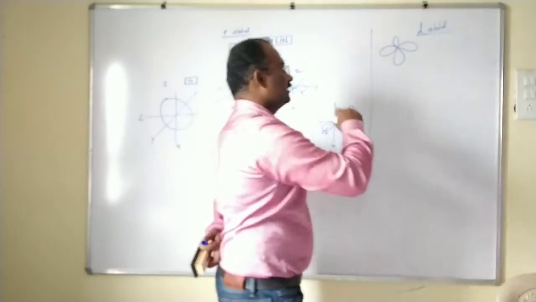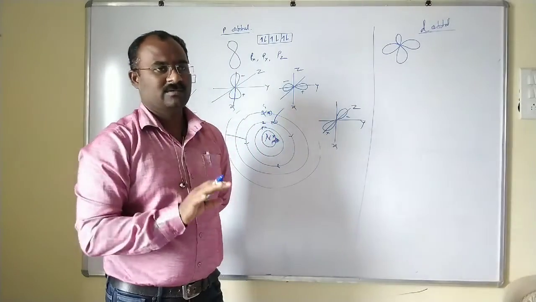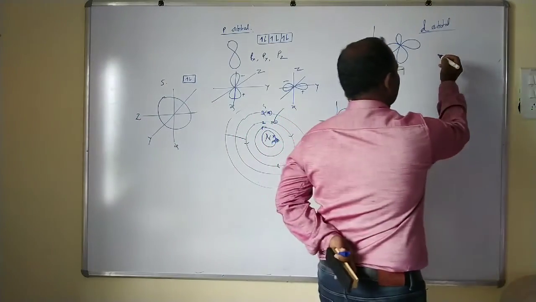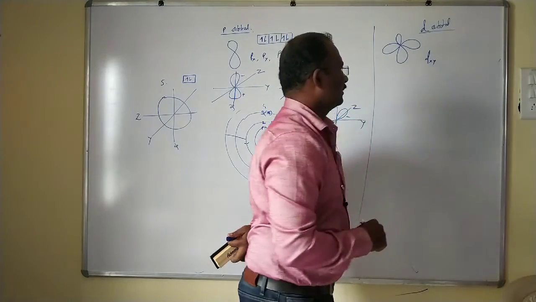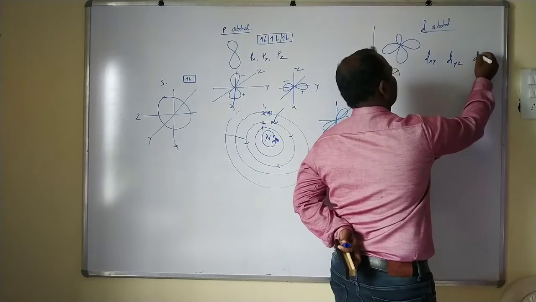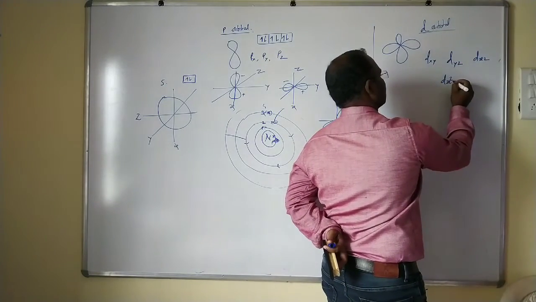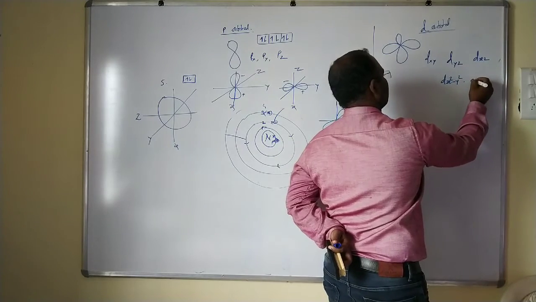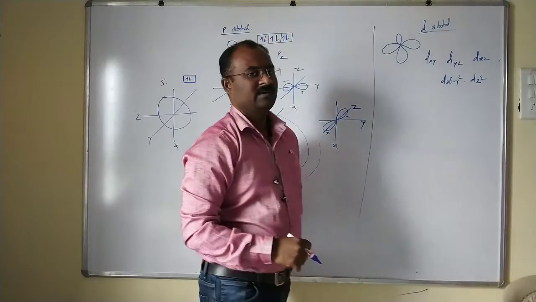Then this D orbital again divides into 5 suborbitals, that is dxy, dyz, dxz, dx square minus y square, and dz square. These are the 5 suborbitals of D.